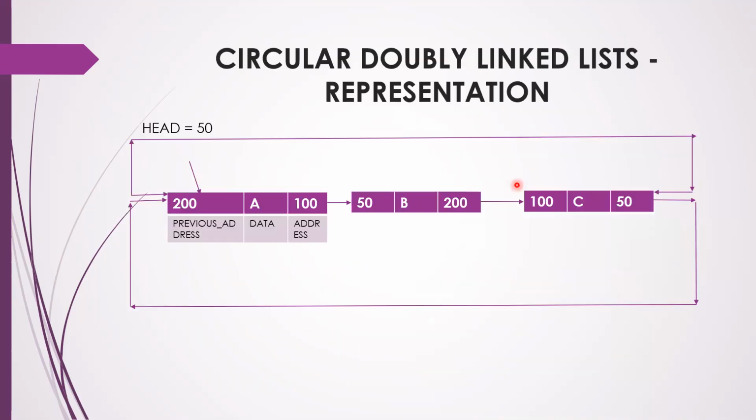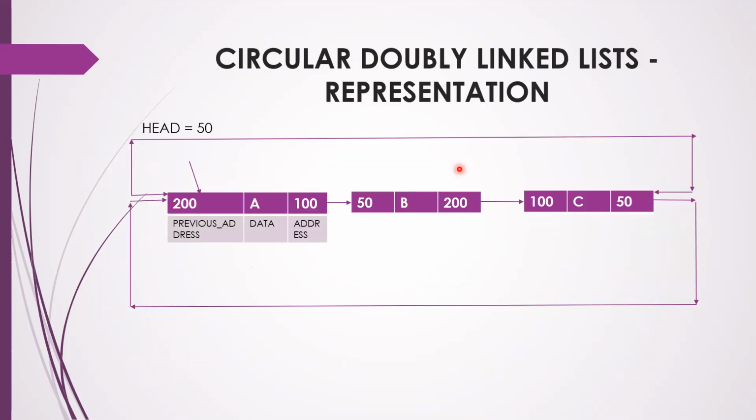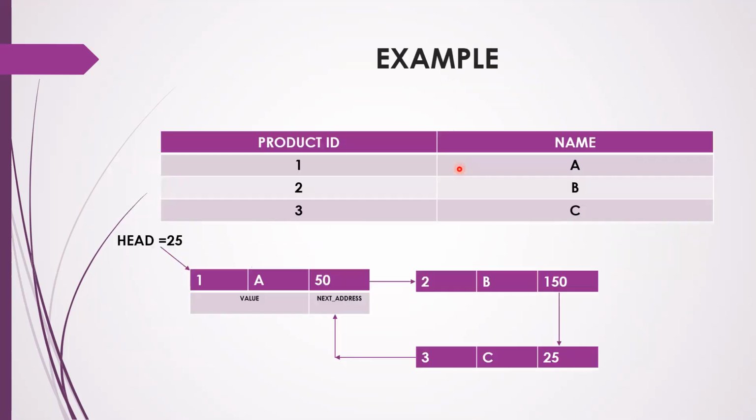So I'll have a quick review of what we saw. We saw the circular linked list. So there are three types of linked list: one is single linked list, double linked list, and circular linked list. And in circular linked list, there are two types: one is circular singly linked list and circular doubly linked list.